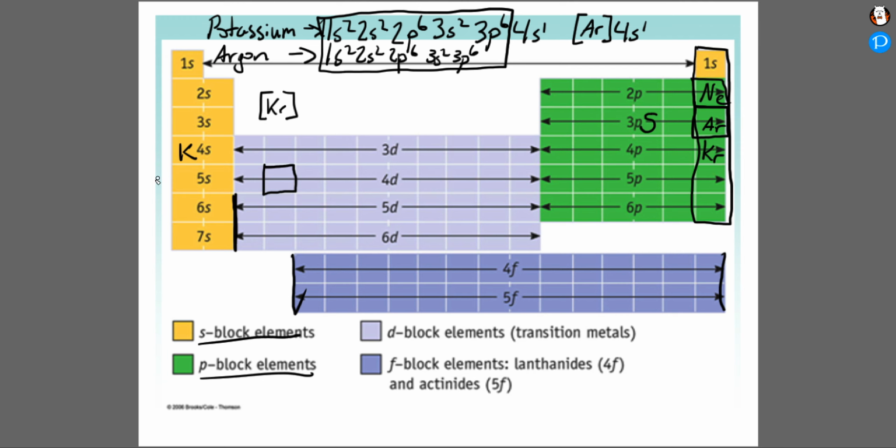After krypton would be 5s2, and then I would come down here, and it would be 4d1, 2. And there'd be my noble gas configuration for whatever that element is right there. Okay? Let's try one from the lanthanides and actinides down here, just as an example.